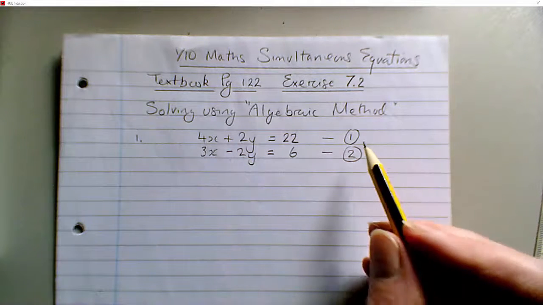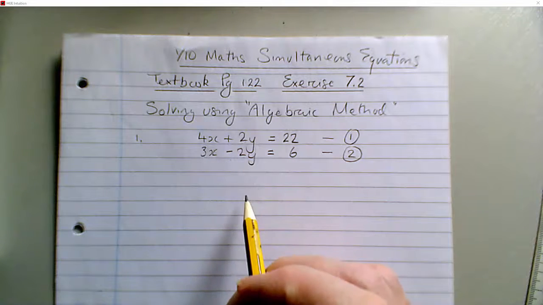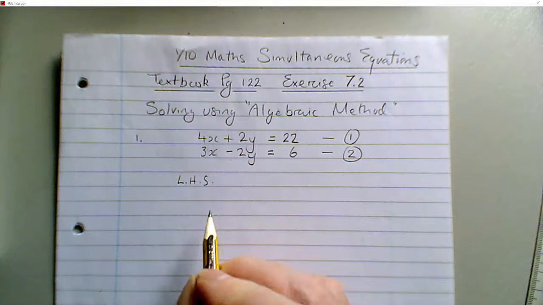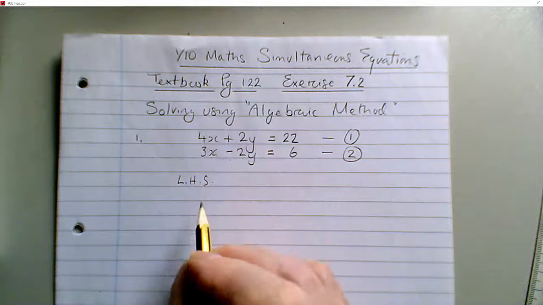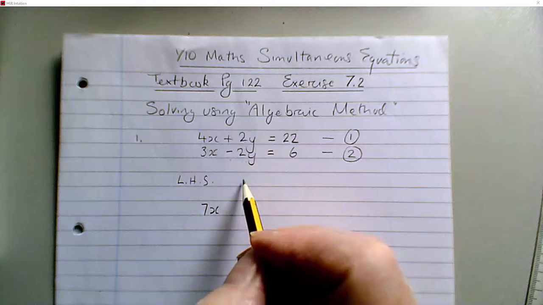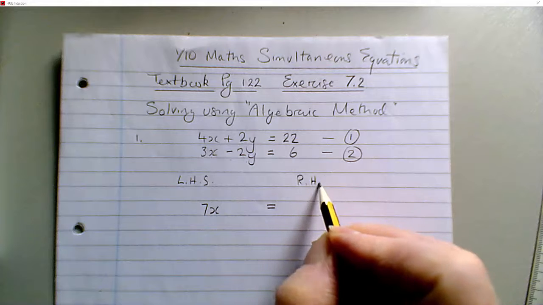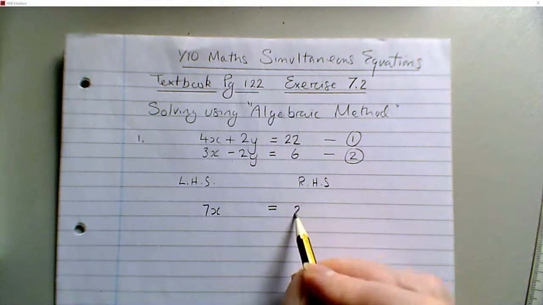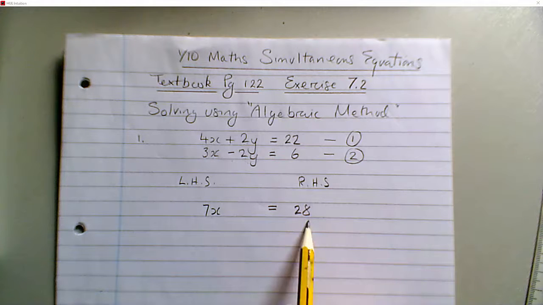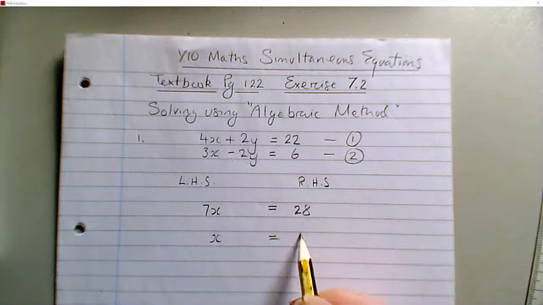So we'll call this one equation 1 and we'll call this one equation 2. I'm going to add equation 1 to equation 2 both sides. So look at the left hand side. We're going to get 4x plus 3x, which gives us 7x. A 2y and a negative 2y will knock each other out, so we'll get no y. And on the right hand side we're going to get 22 plus 6, which will give me 28. Well, there's a common factor here. 7 goes into 28 4 times, so divide both sides by 7 and x will equal 4.